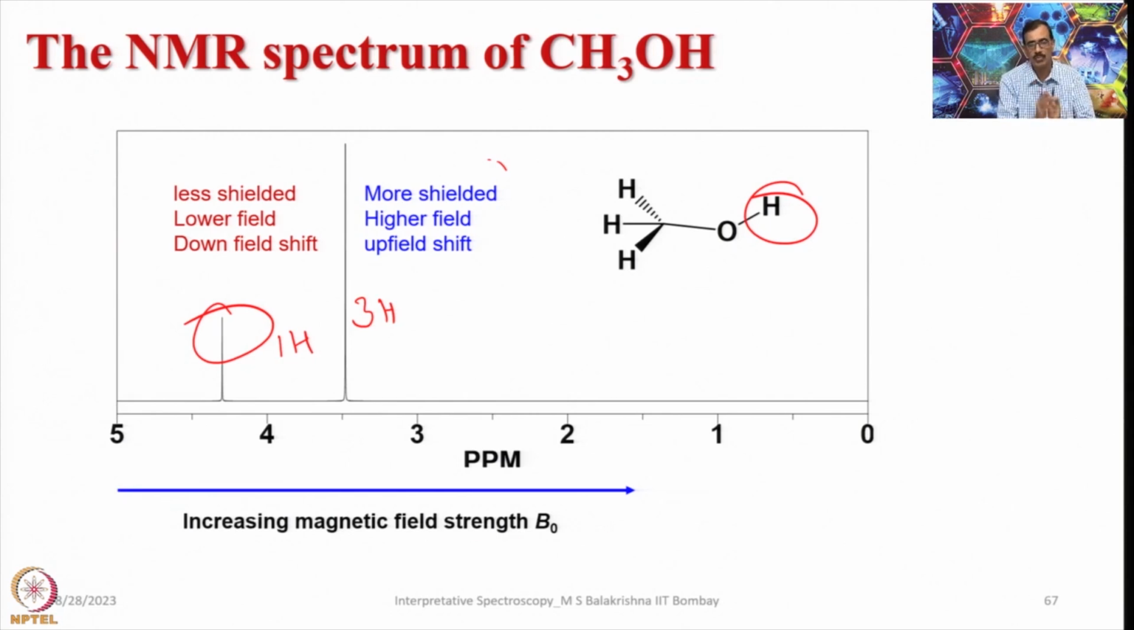All this information, the 4 points I mentioned in the previous slide, is nicely depicted in this spectrum. This is the strength of NMR spectroscopy. You can see the signals here. All three are identical, so they all resonate at the same frequency, and this comes at 4.3. This value is 4.3 and this is 3.48.